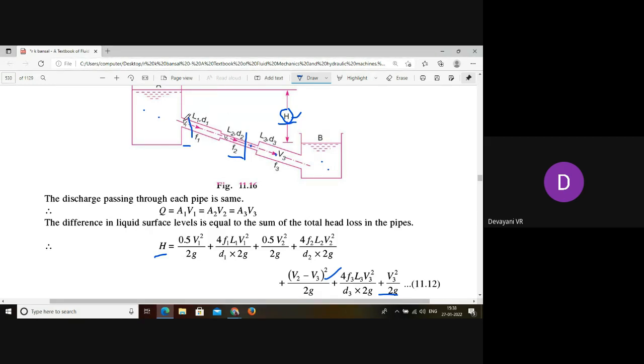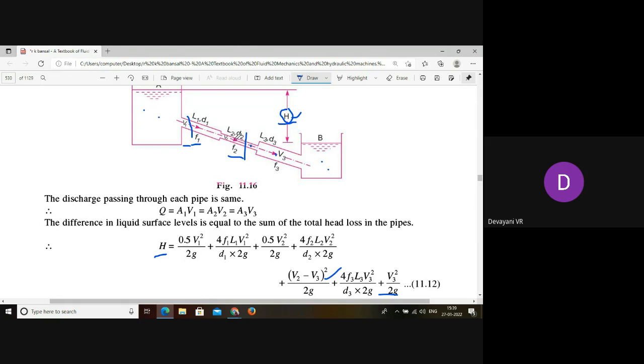Here the pipe is suddenly contracted at the entrance. We can take any one, at the entrance of the pipe or the contraction. Then, taking the loss of head at the entrance, or loss of head due to sudden contraction, the equation will be Hc, that is 0.5 V1 square by 2g, plus the friction is also acting here, so the friction loss 4f1 L1 V1 square by 2g D1.